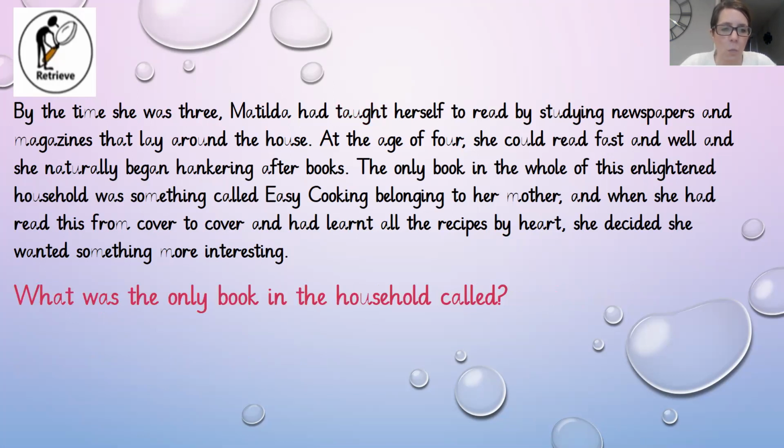Next question. What was the only book in the household called? So let's have a look and see if we can find that information as well. At the age of 4, she could read fast and well, and she naturally began hankering after books. Oh, here we are. The only book in the whole of this enlightened household was something called Easy Cooking, belonging to her mother.